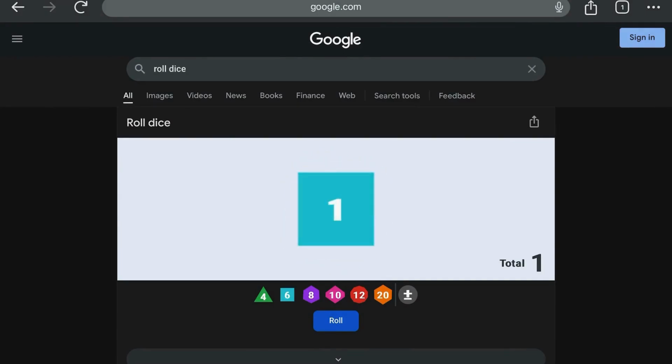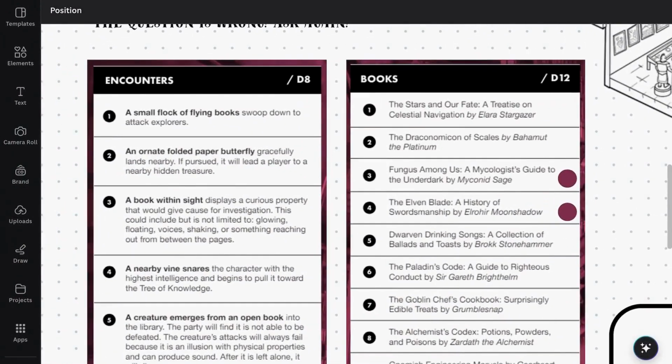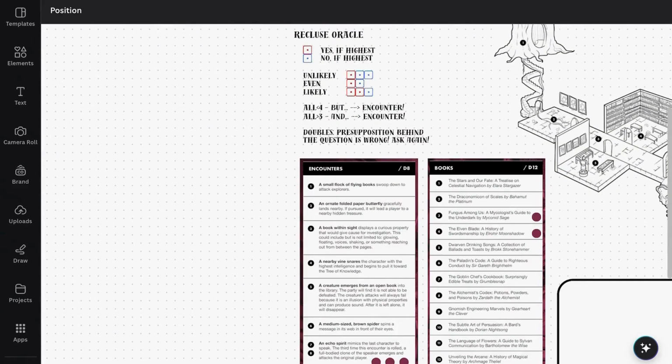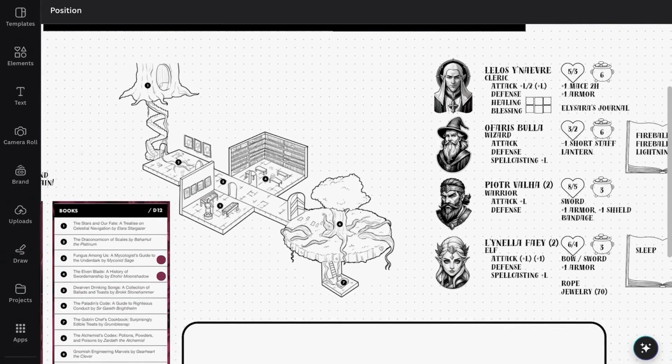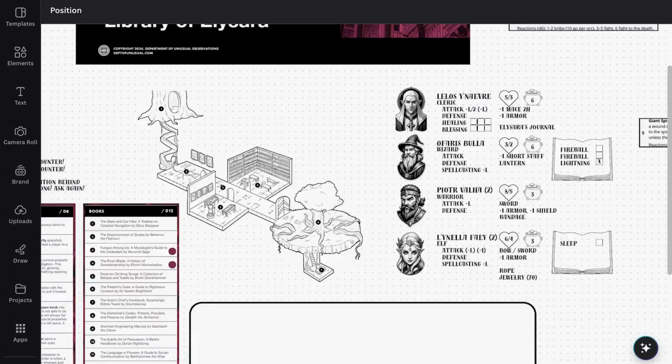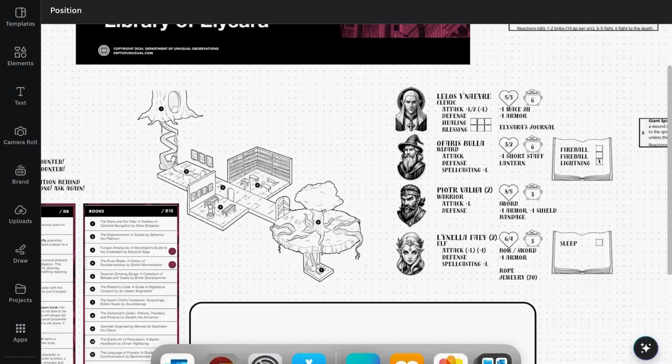Oh yeah, so the 8, what is it? 4, a new result. 4. A nearby vine snares the character with the highest intelligence and begins to pull it toward the tree of knowledge. The highest intelligence is Lelos or Opharis. Okay, I will roll. Let's do it a simple way. So if the result is odd, then Lelos is the one. If the result is even, then Opharis is the one.